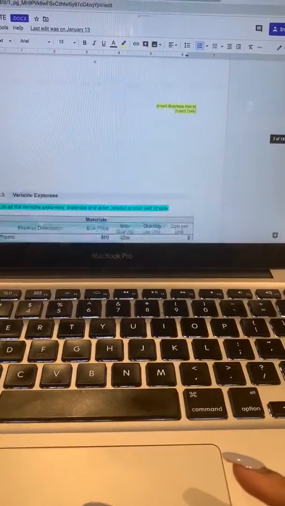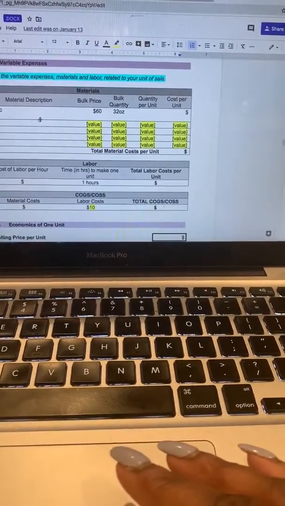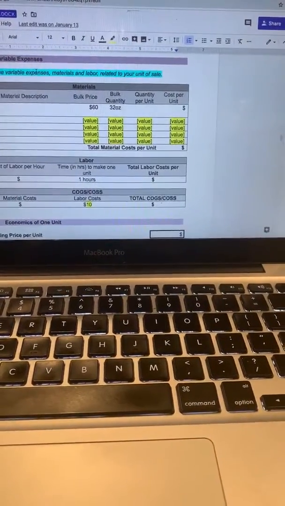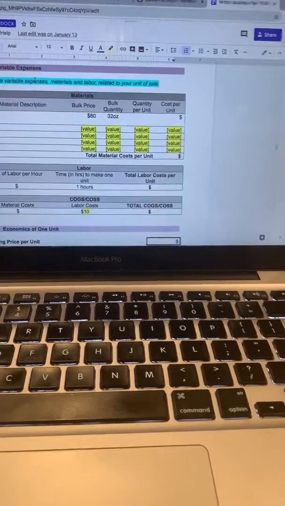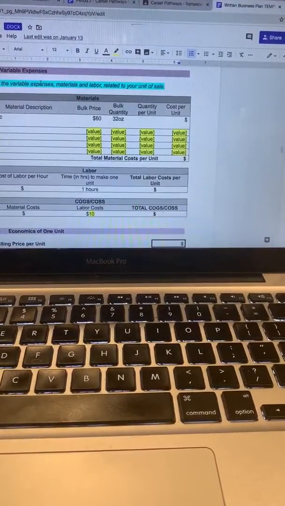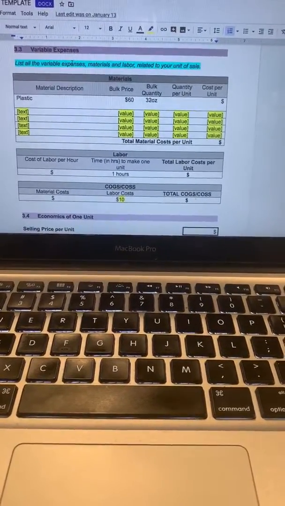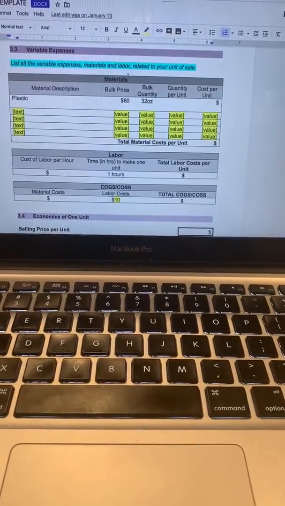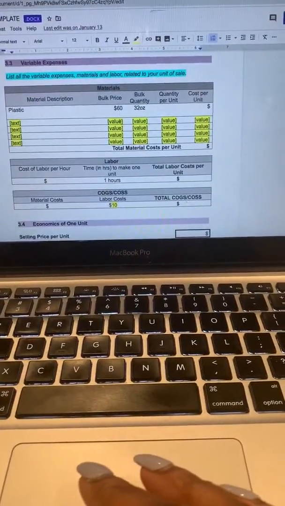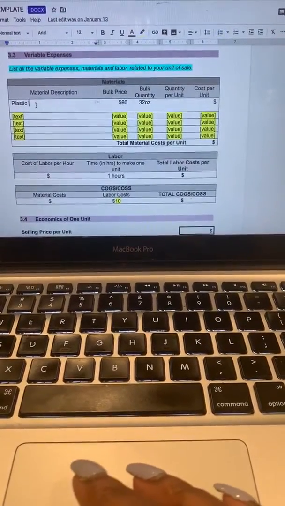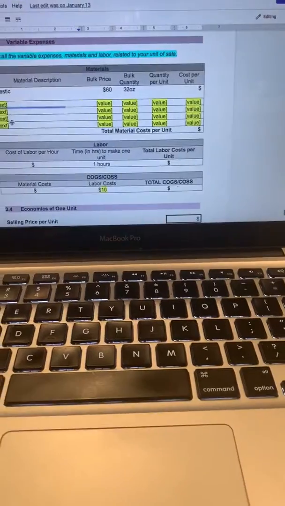Which then takes us to section 3.3. Now I did mention this, that for some of you that are doing an app or a web service of some sort, if you're not selling anything physical, 3.3 does not relate to you because you're not offering anything physical. Now, if you are doing an app in addition to physical items, you would have to account for the physical items here. And all you need to do is list out the materials that make up that particular product.